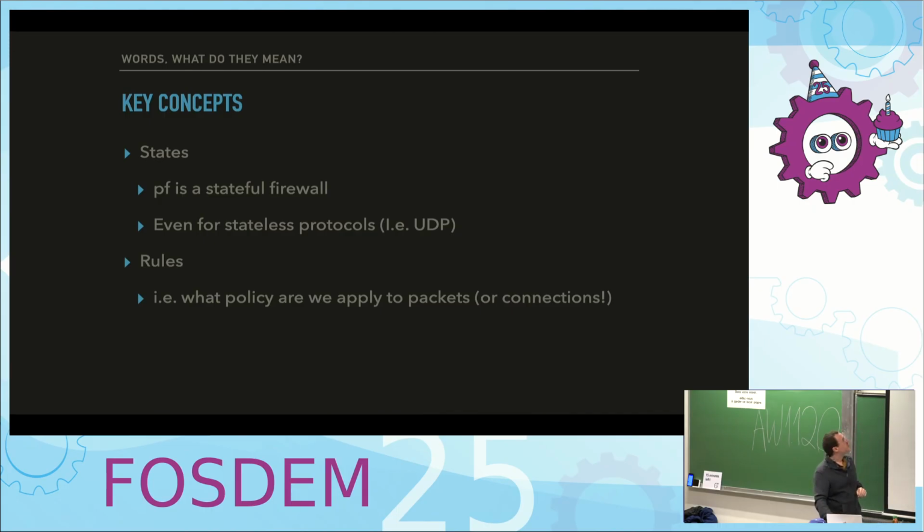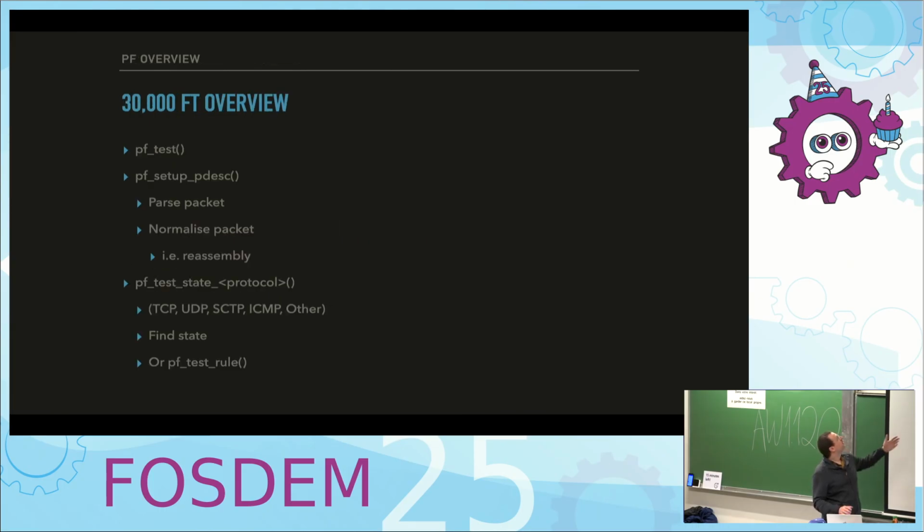What happens when we hit the pfil inputs? These are the main functions that you need to understand. We hit pf_test. Actually, that's a lie. We hit pf_check_in or pf_check6_in or pf_check_out. But those functions don't do much. They all just call pf_test. So you end up in pf_test.